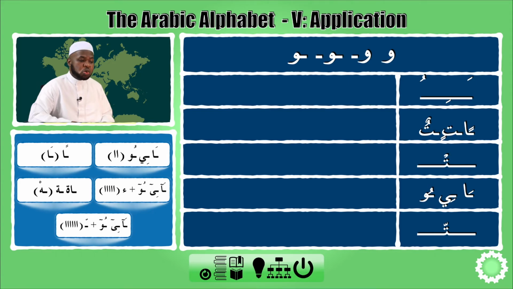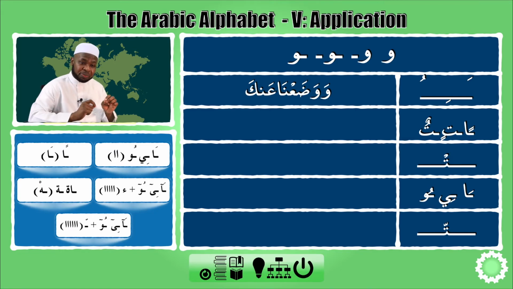Next we have waw. ووضعنا عنك. We have come across this in the past, but that one we presented the full verse ووضعنا عنك وزرك. All right, but here we have to stop here, so we say عنك.